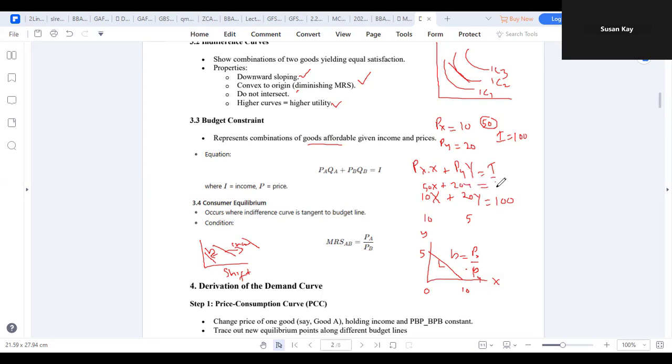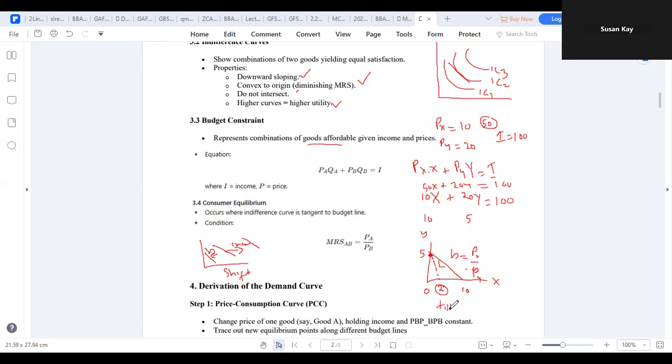So what will happen on the y? The y will remain the same because 100 divided by 20 is 5. So y will still be here. We'll still buy 5 units of y. But x, 100 divided by 50 is 2. So you're going to buy less of x. So here, we'll tilt inward. So whenever there is an increase in the price, there's always what we call a rotation or a tilt.